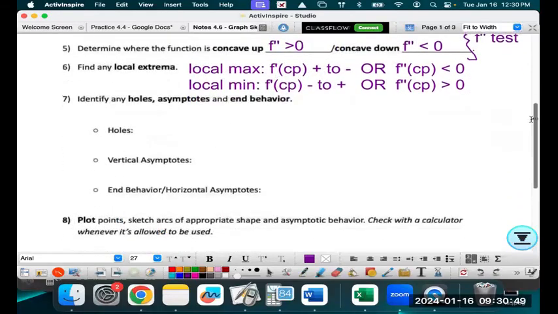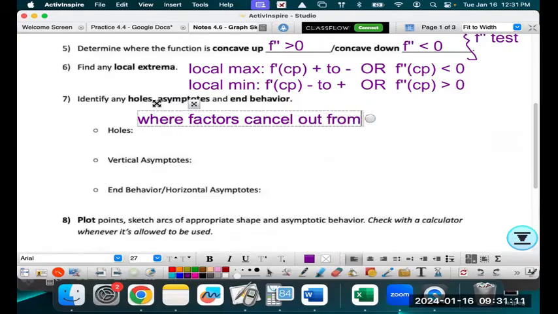Moving on to some of our other things that we don't necessarily need to use calculus for. The end behavior we do, but the holes and vertical asymptotes not so much. So for a hole, this is really only going to happen if you have a rational function. And it would be specifically where the factors cancel out from the numerator and denominator.